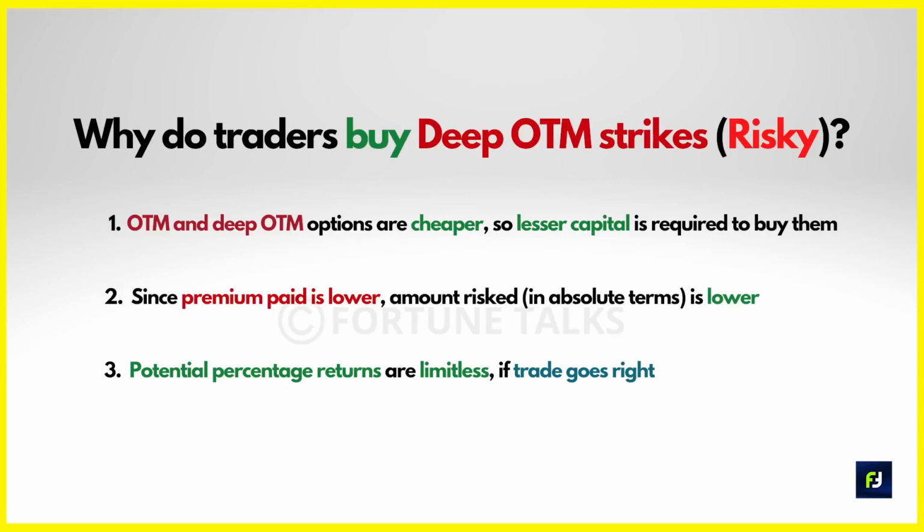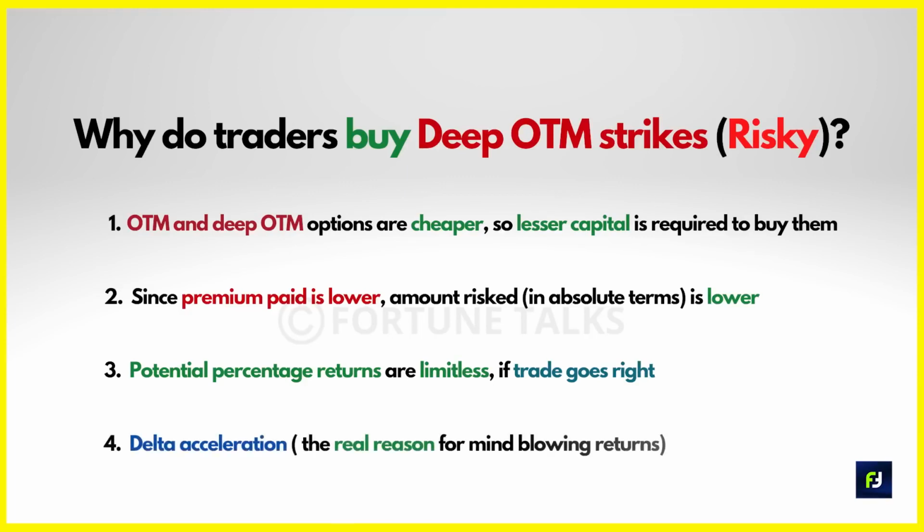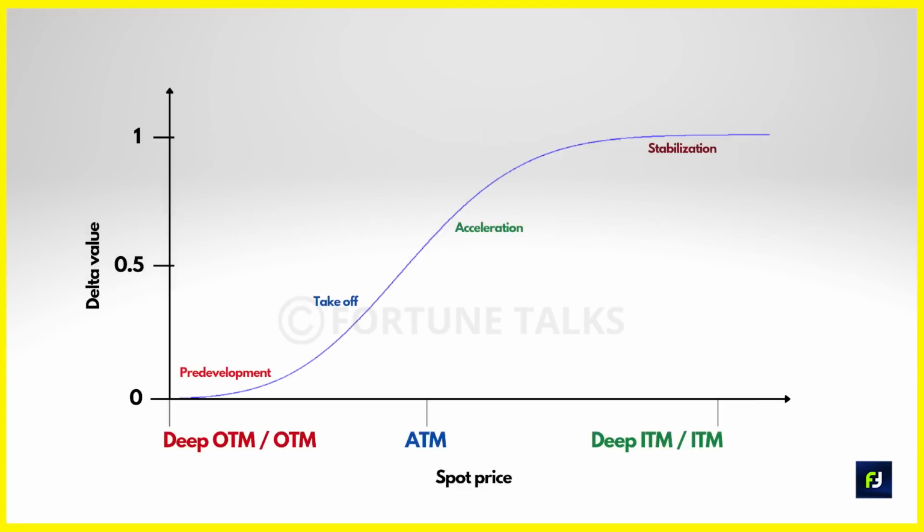But the most important reason, and maybe one of the reasons that most traders don't realize or maybe they don't care about, is due to delta acceleration. Let me explain this with the help of another graph. This right here is the delta acceleration graph, whose y-axis is the delta value from 0 to 1 for a call option, or maybe 0 to -1 for a put option. The x-axis represents moneyness of options for a change in spot price of the underlying.